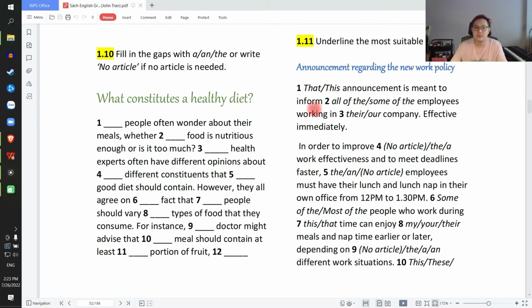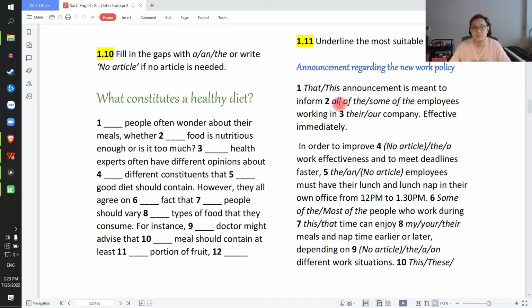Chỗ này là dùng để thông báo cho tất cả các nhân viên làm việc cho công ty của chúng ta chứ không phải của họ. So it's our company, not their company. Because the new work policy announcement has to affect the company of ours. Our company, not their company. Một bản thông báo về chính sách lao động mới bắt buộc là nó phải ảnh hưởng đến tất cả nhân viên rồi, và nó ảnh hưởng đến nhân viên của chúng ta chứ không phải của họ.